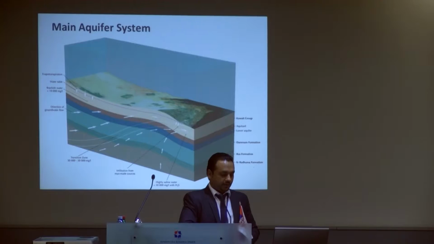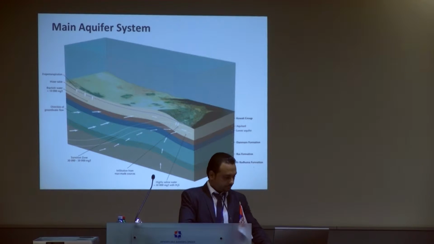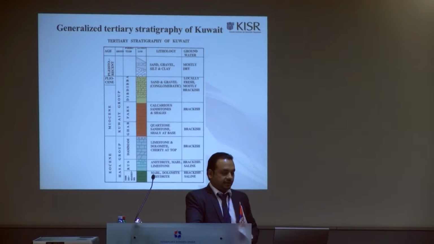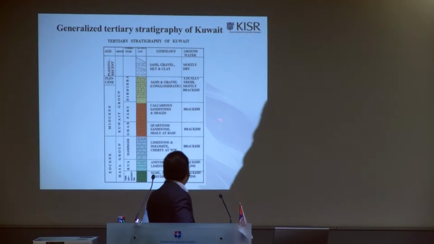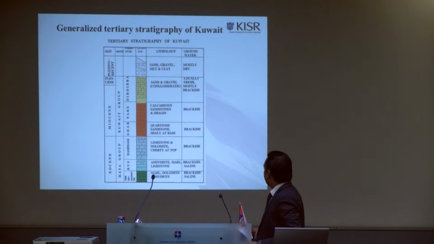We have two main aquifers in Kuwait from which we extract the groundwater. It is Kuwait Group, and below we have Dammam Formation. This is the tertiary stratigraphy of Kuwait. We have the main two aquifers, you can see Kuwait Group and Dammam Hassa Group, where the Dammam Formation comes. And under Kuwait Group, we have three sub-aquifers: Dibdiba, Fars, and Gar.